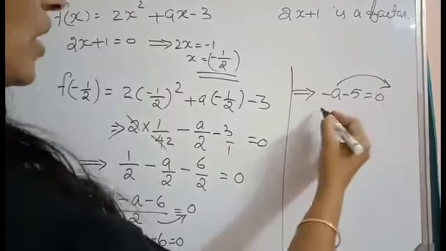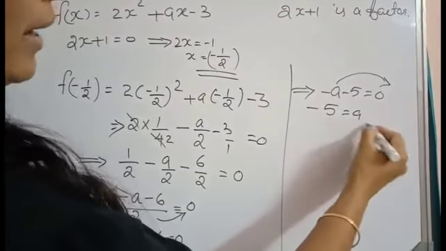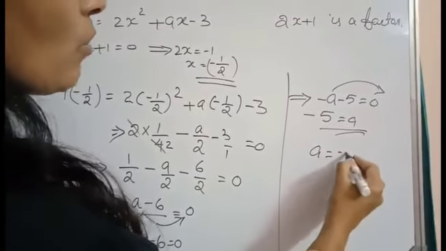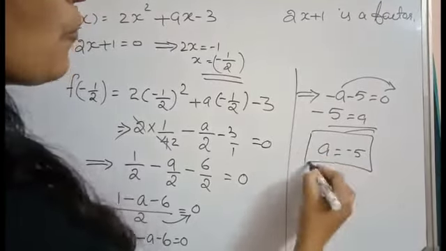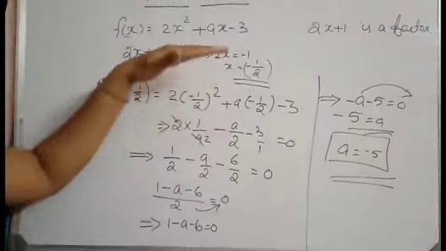Bring a to the other side, you will get minus 5 is equal to a, or the value of a is equal to minus 5. So by using the factor theorem, we can find the unknown terms.